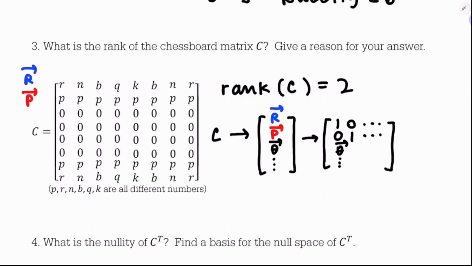And if all the rest of them are all zeros, though, I'll know that the rank is going to be 2 because of those 2 pivots right there.